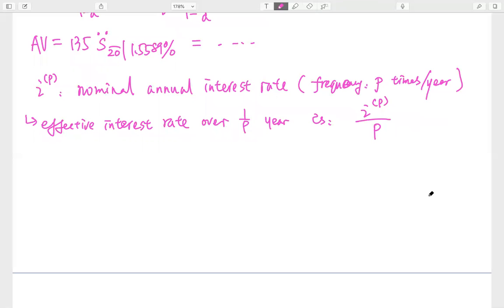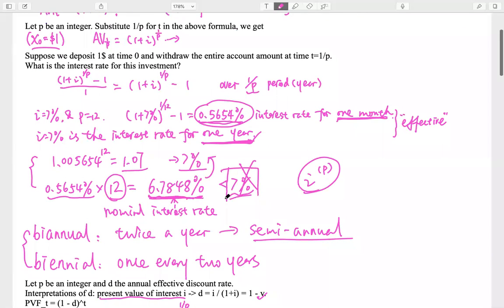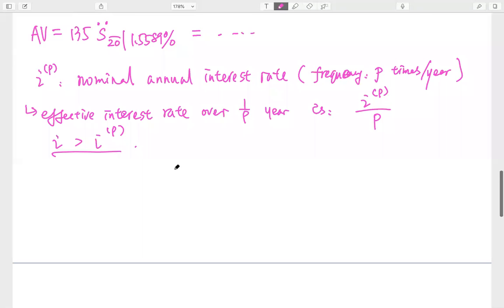So one thing we immediately know is the effective interest rate is bigger than the nominal one, right? Again, you can use the previous case. Here, the effective interest rate is 7%. The nominal interest rate is 6.78%. So you do have this relation I just wrote down, okay? This is called i upper p over p. Usually I just read it as i to the p's, or we can just call it the nominal interest rate, okay?